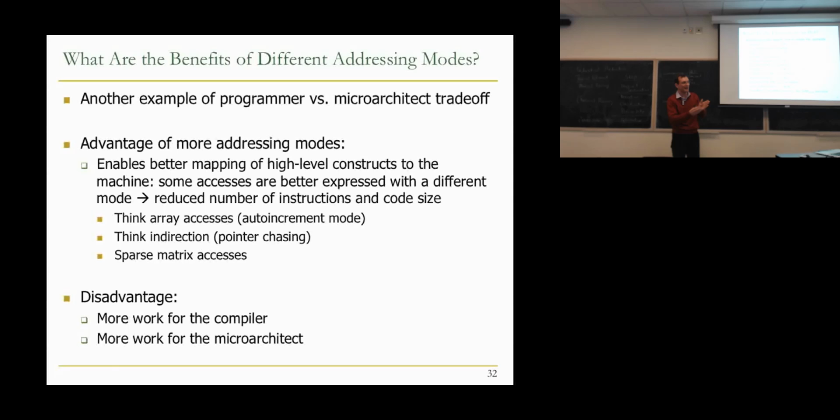It enables flexibility to the software. That's the upside. If the software can map things to the right addressing mode, you can run fast, right? And your code size can be smaller. If it cannot, then there's a problem. But in most cases, you can actually map. Array accesses, for example, or pointer chasing, you can map.